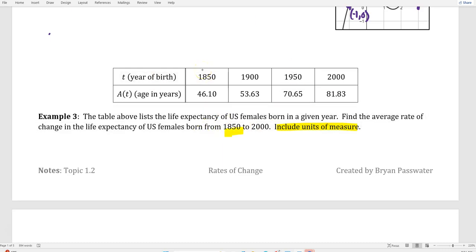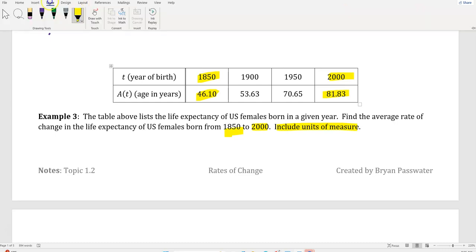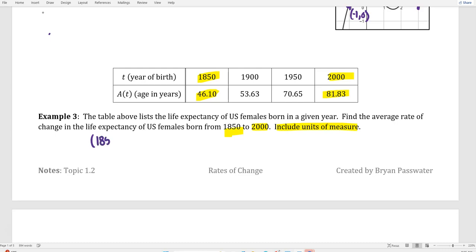We are looking from 1850 to 2000. We really don't need the in-between stuff, right? We just need those two endpoints because we're talking about average rate of change. So we are going to use the points (1850, 46.1) and (2000, 81.83). So we will have 81.83 minus 46.1 over 2000 minus 1850.